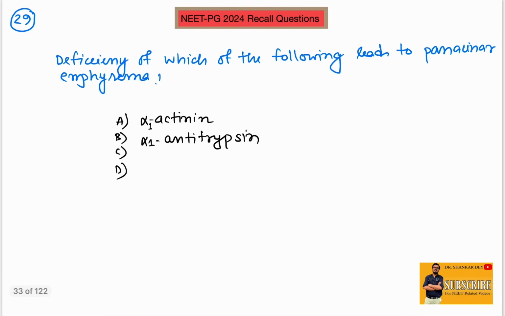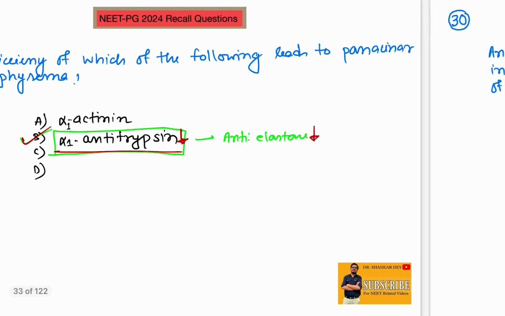Question number 29, deficiency of which of the following leads to pan-acinar emphysema? This is also a straightforward factual question. So this is alpha-1 antitrypsin deficiency, because alpha-1 antitrypsin has anti-elastase property. When there is deficiency of alpha-1 antitrypsin, there is decreased anti-elastase activity, rather there is more elastase activity, more destruction of lung parenchyma and fibrosis that causes emphysema. Ultimately, this enzyme deficiency results in pan-acinar emphysema.